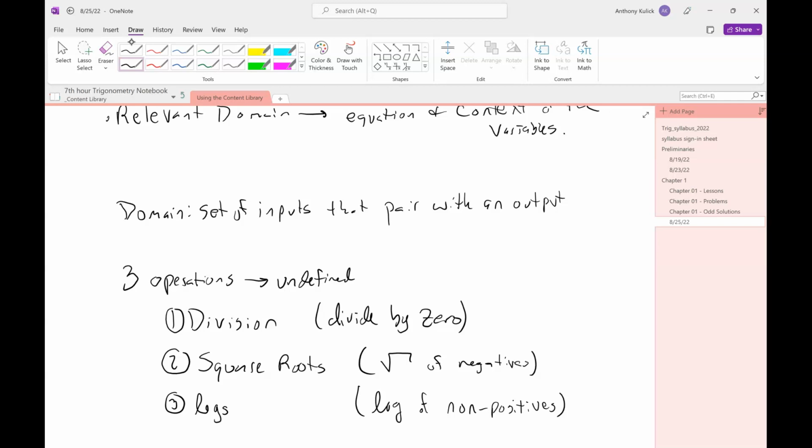So you can't take the log of a 0 either. But again, I won't assign you anything with a log in it because I know you haven't talked about them yet. So I just wanted to mention it.